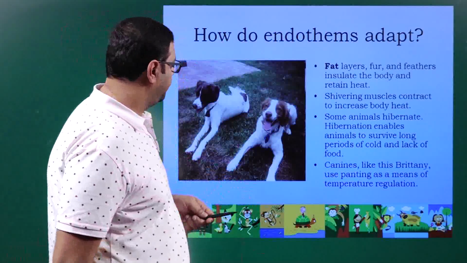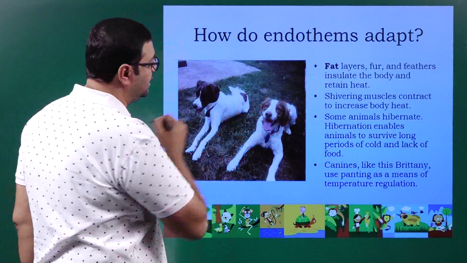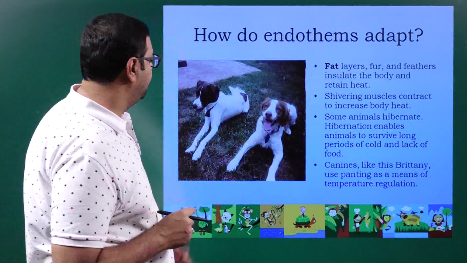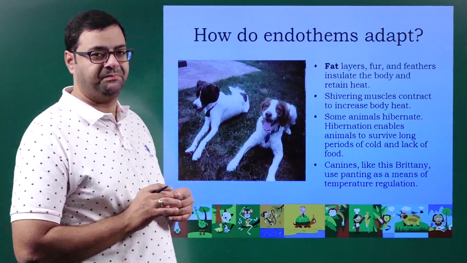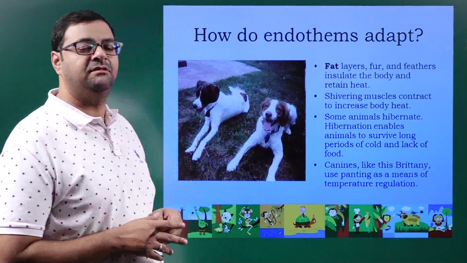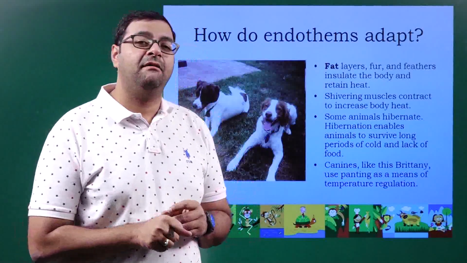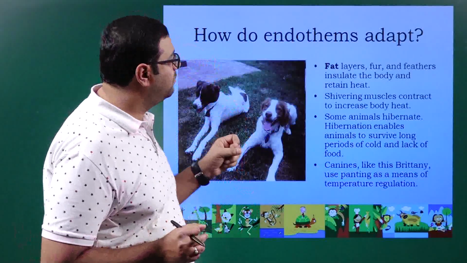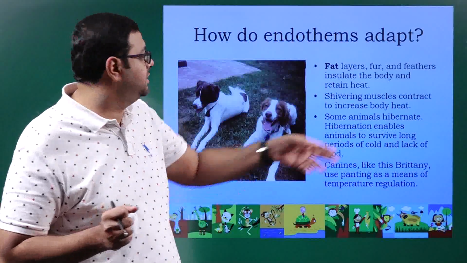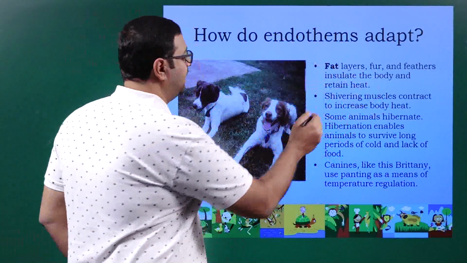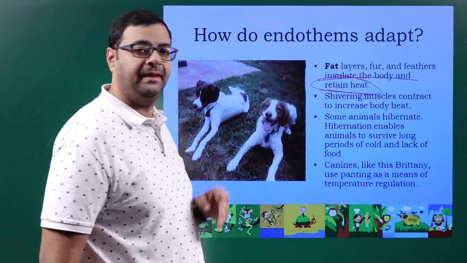Fat layers is what I said just now. Fur: you can see the fur on the dog depending upon the region it is living in. If it is in Shimla, the fur will be more. If it is in Hyderabad, the fur will be less. Then feathers insulate the body. You might have seen many birds having feathers. If you see closely, feathers generally repel water, and they also perform one more function: they insulate the body and retain the heat. So that is one thing.